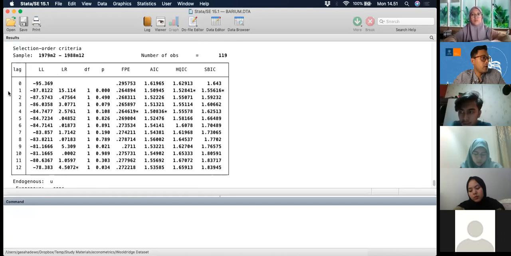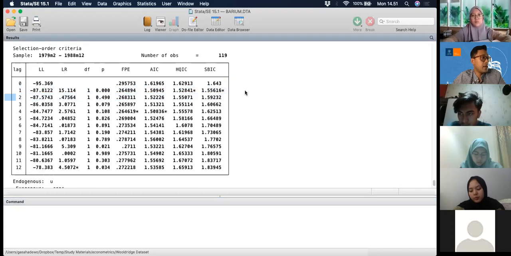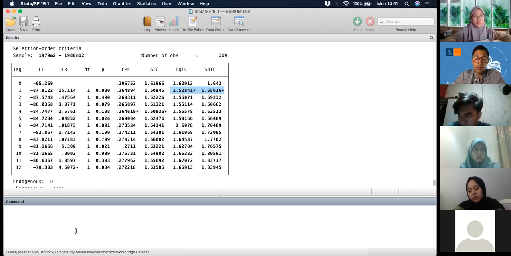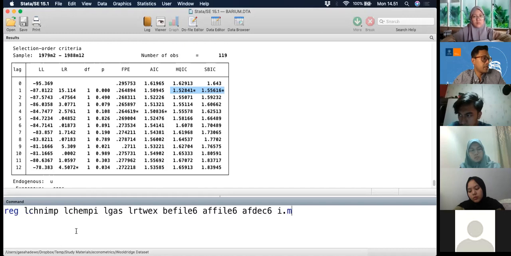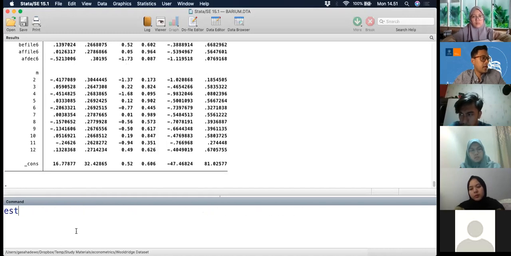Okay, so since this is monthly data, perhaps using the Hannan-Quinn or the Schwarz Bayesian information criterion is going to be more preferable. So we have here an AR(1) process. Since this is an AR(1) process, you can run the same regression that you did, and then use the estat durbinalt command to test for lack of serial correlation.